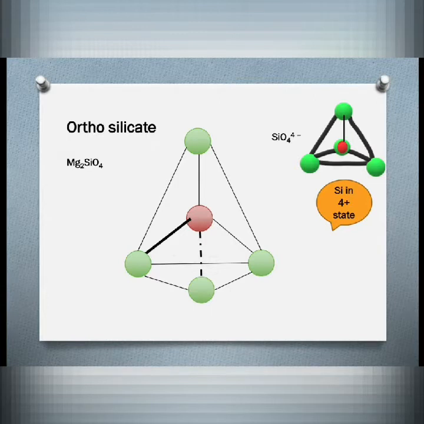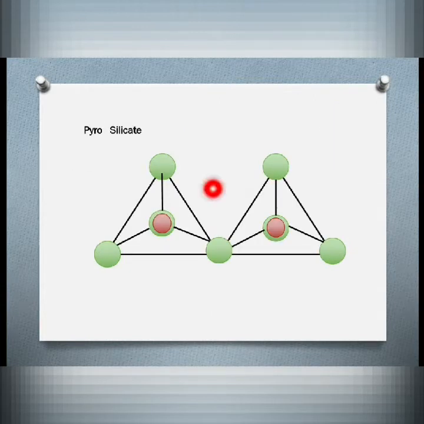Now the second one is the pyrosilicate. For orthosilicate, no oxygen atom is shared. For pyrosilicate, 1 oxygen atom is shared. This oxygen atom is common to both tetrahedral units.